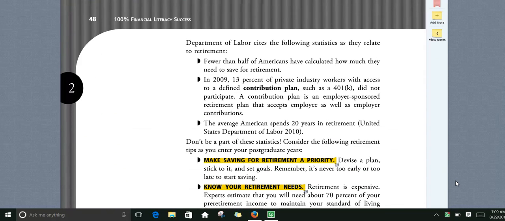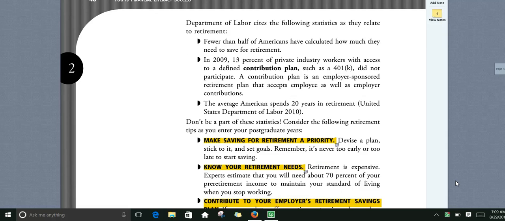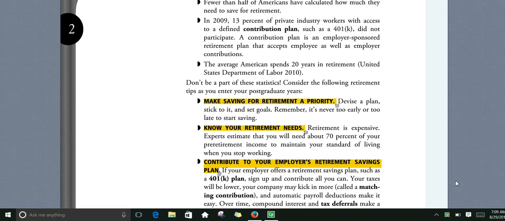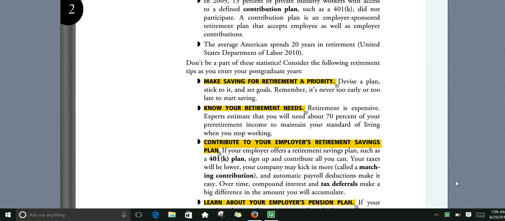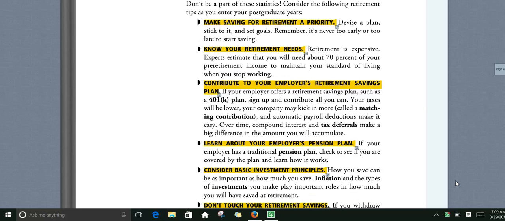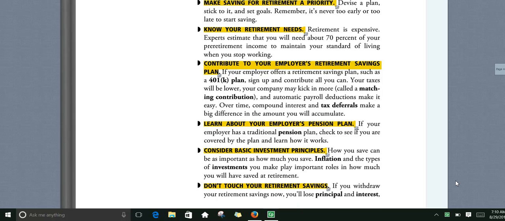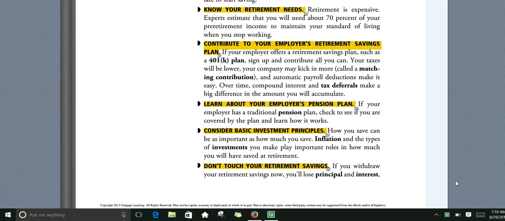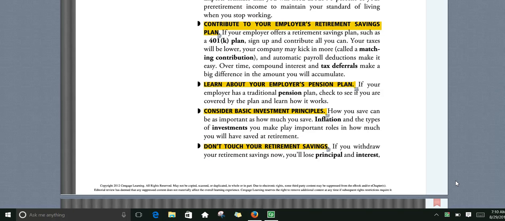Some pretty interesting statistics about how many Americans actually save for retirement. It should be a priority for even those that are in their 20s. Know your retirement needs. Of course, those may change before you retire. Contribute to your employer's retirement savings plan. Learn about your employer's pension plan. You should be very aware of that. Consider basic investment principles.